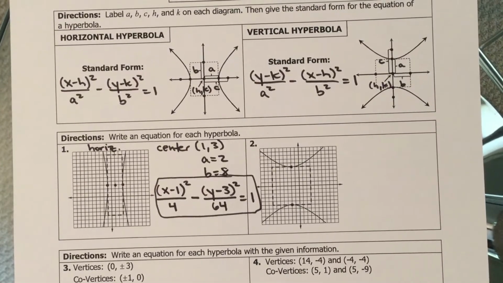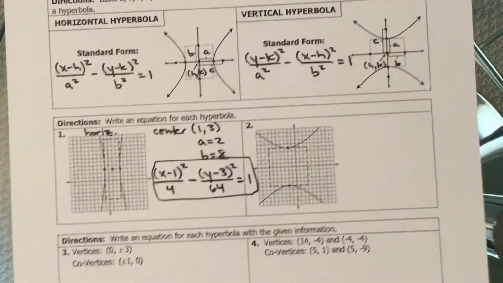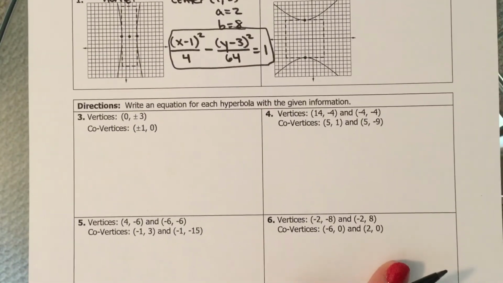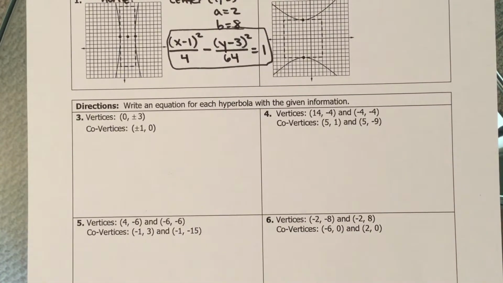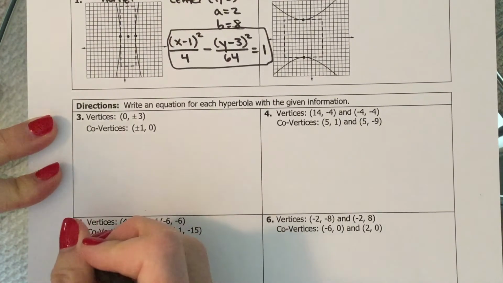So let's do one on the front here. Let's do one with the vertices and the co-vertices. When we did ellipses, I did one with the foci, so you should be able to practice that. We've also been practicing for the last couple days. So we have vertices and co-vertices here. First, find the center. You can use the midpoint to figure out the center, either the midpoint of the vertices or the co-vertices, it does not matter. You should get the same thing either way.